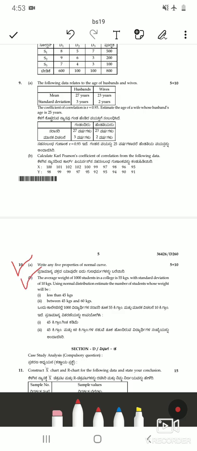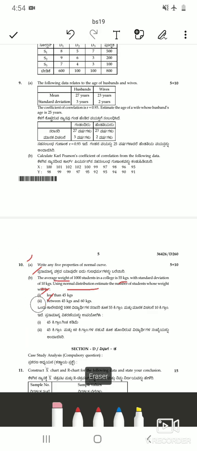The next sub question, for 10 marks, is: average weight of 1000 students in a college is 55 kgs with standard deviation of 10 kgs. Using normal distribution, estimate the number of students whose weight will be less than 45 kgs, and between 45 kgs and 60 kgs. Here they have clearly mentioned you have to use normal distribution, and the mean, mu, is given as 55, sigma is 10. So you have to find out when x is less than 45 and x lies between 45 and 60 kgs.